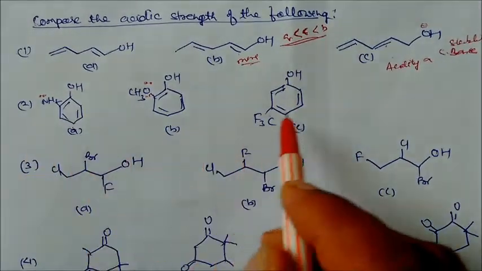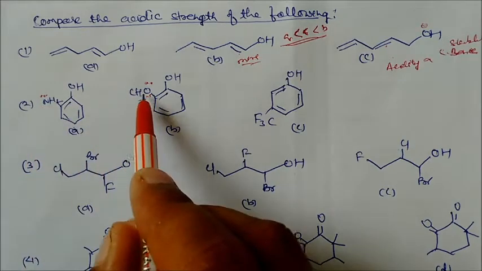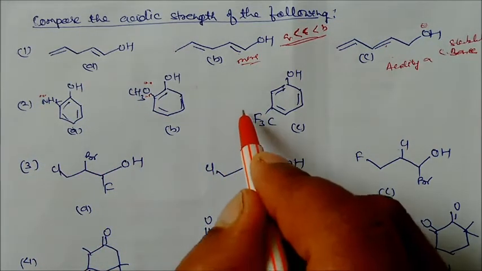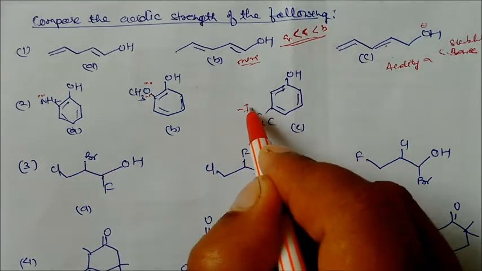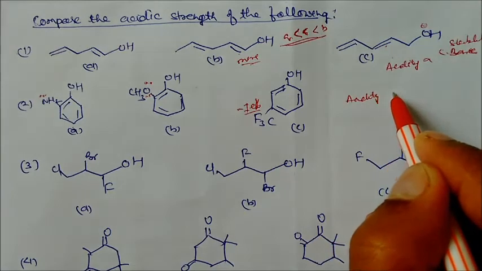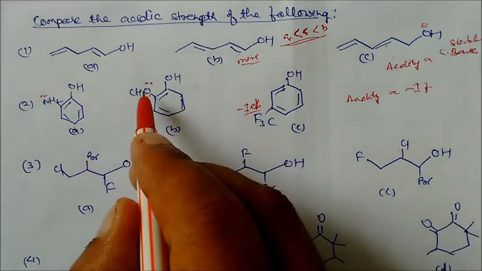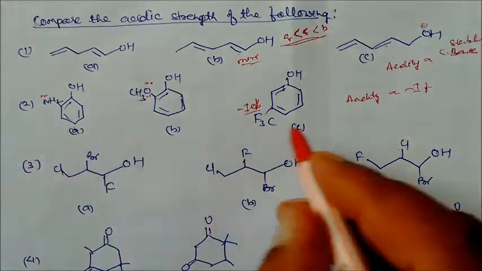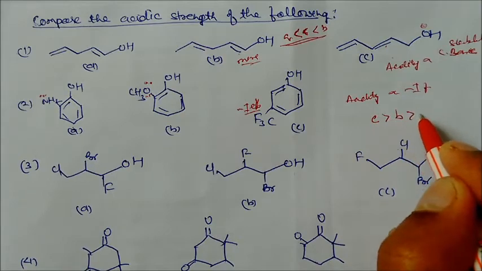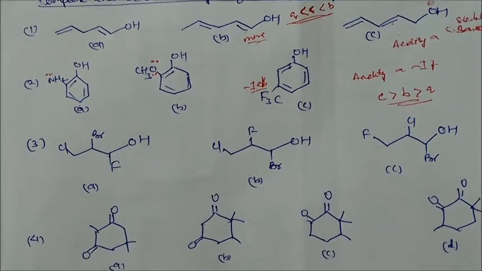Now in these cases, which is more acidic? Here we have a lone pair, a methoxy group and F3C. If you see here, this causes the minus I effect. Minus I effect increases acidity, so acidity is proportional to the minus I effect. Here there is more minus I effect, here it is less, and then followed by this one. So the order will be like this: C is more acidic, then B, and then A. This is the acidic order of the second question.